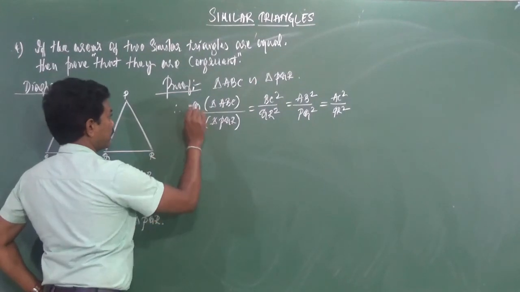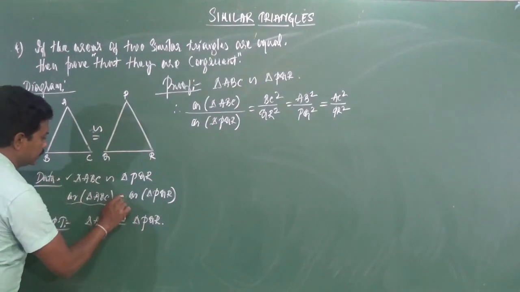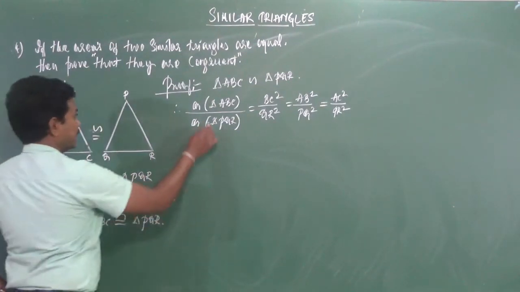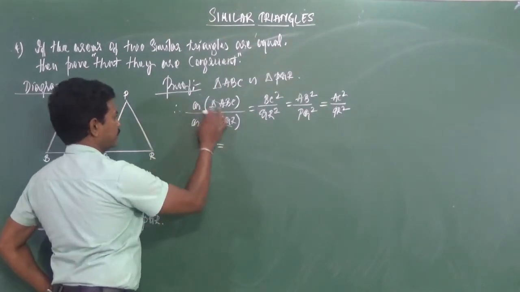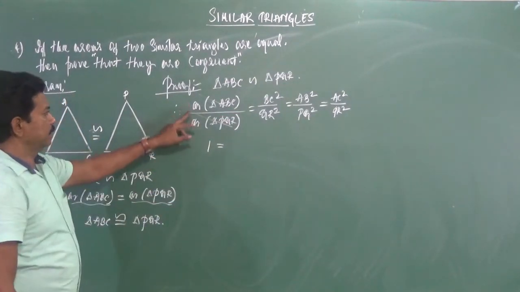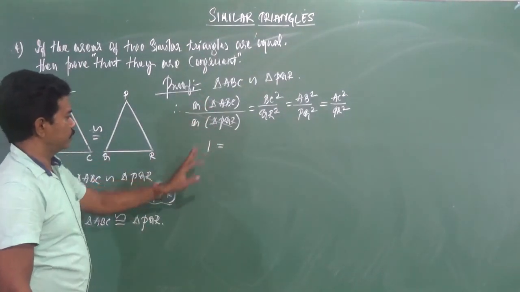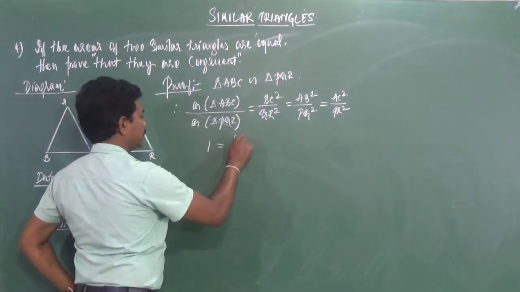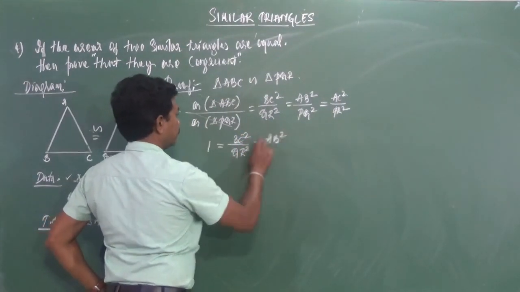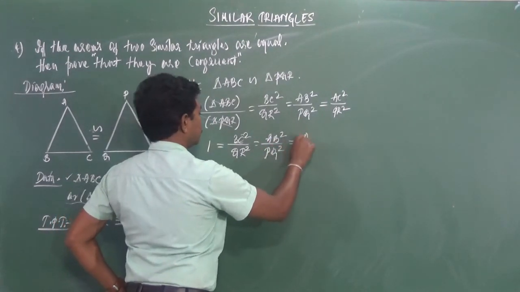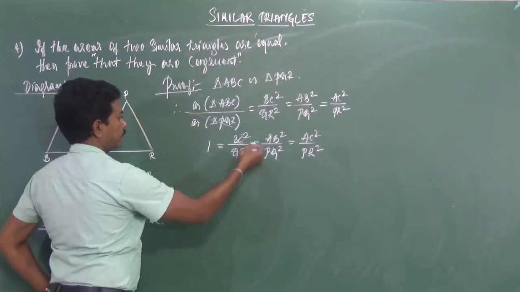Now, as area of triangle ABC is equal to area of triangle PQR, they get cancelled and the ratio will be equal to 1. For example, if area of triangle ABC is 100 square centimeters, then area of triangle PQR will also be 100 square centimeters. So 100 by 100 gets cancelled, and it is equal to 1. So 1 is equal to BC square by QR square, which is equal to AB square by PQ square, which is equal to AC square by PR square. Let us equate every term with 1.